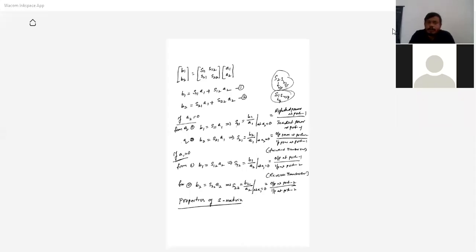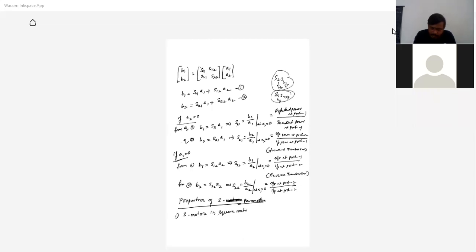So, properties of the S matrix. The first one is that the S matrix is a square matrix. You can write the properties of S parameters. So, properties of S parameters: the S matrix is a square matrix.